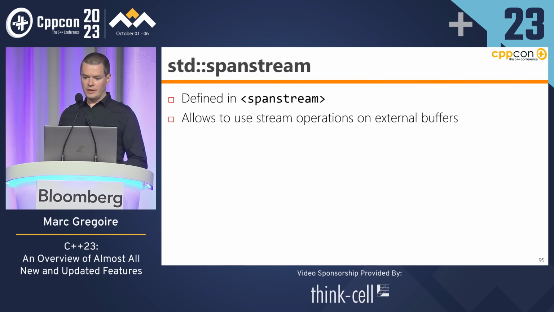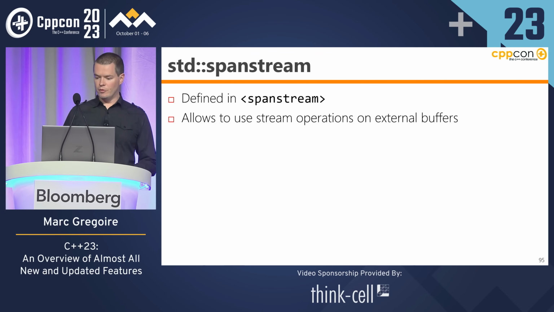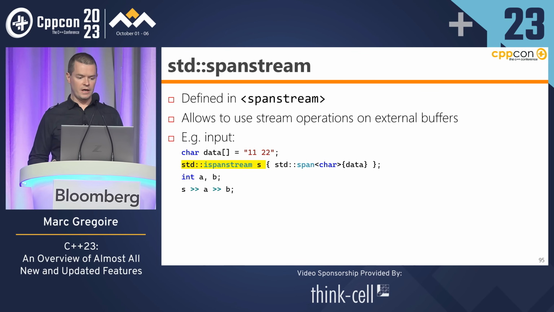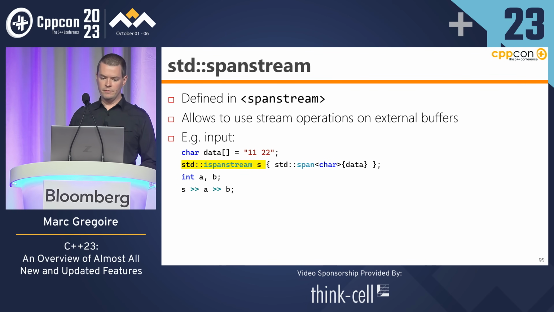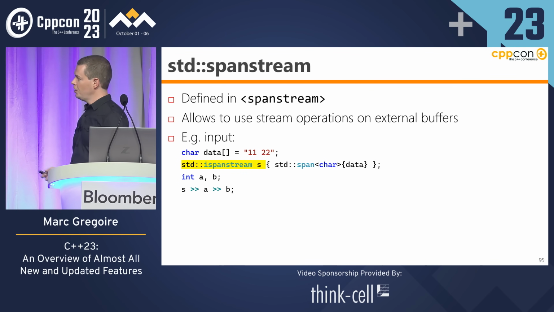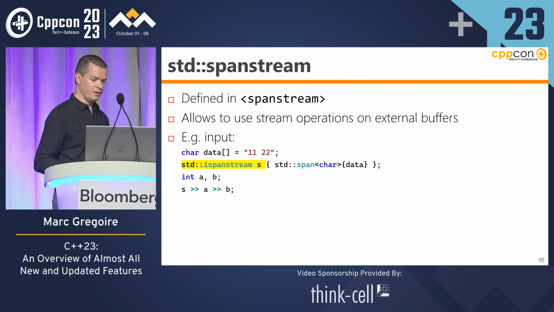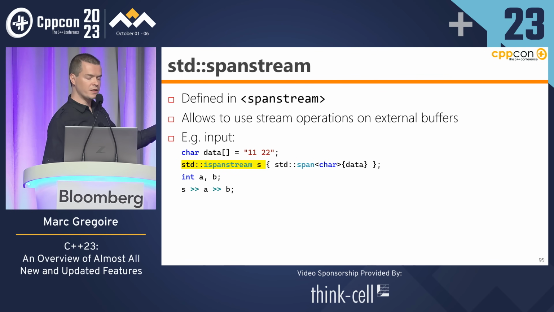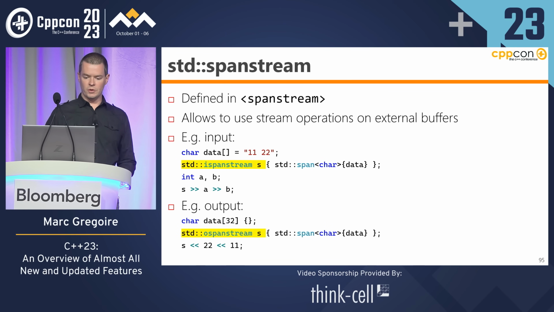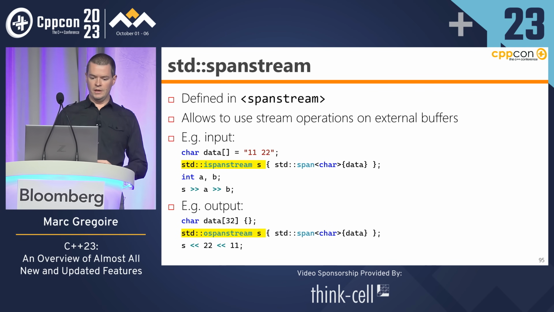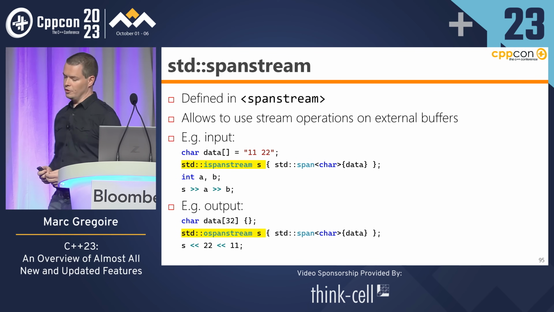Spanstream allows you to use stream operations on external buffers. So let's look at an example. Here I have some buffer data, and I can use an ispanstream to parse what is inside my buffer using stream IO. I'm just wrapping my data in an ispanstream, and then you can see I can use the normal stream extraction operators to extract A and B. The other direction is also possible. I have an ospanstream, so then I can just use the stream insertion operations on an external buffer.